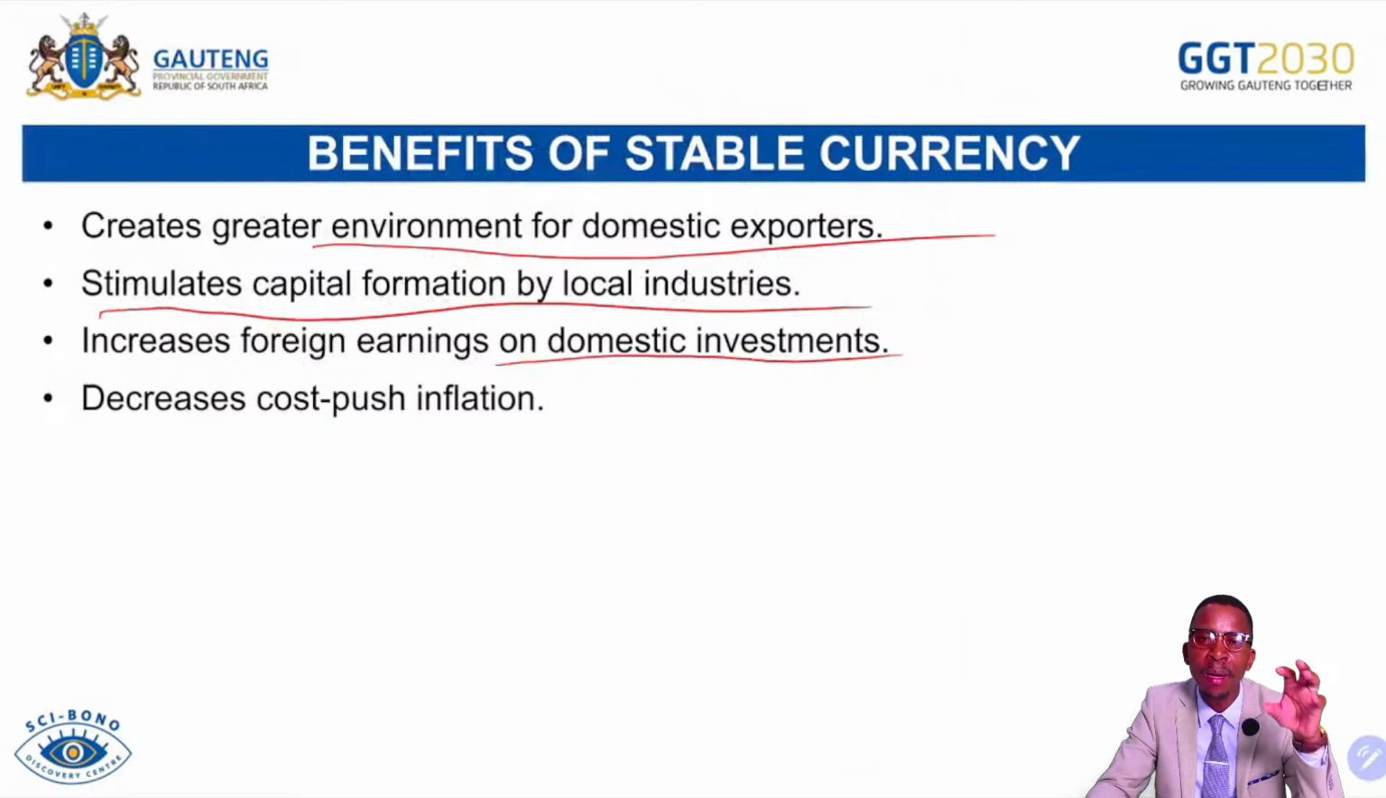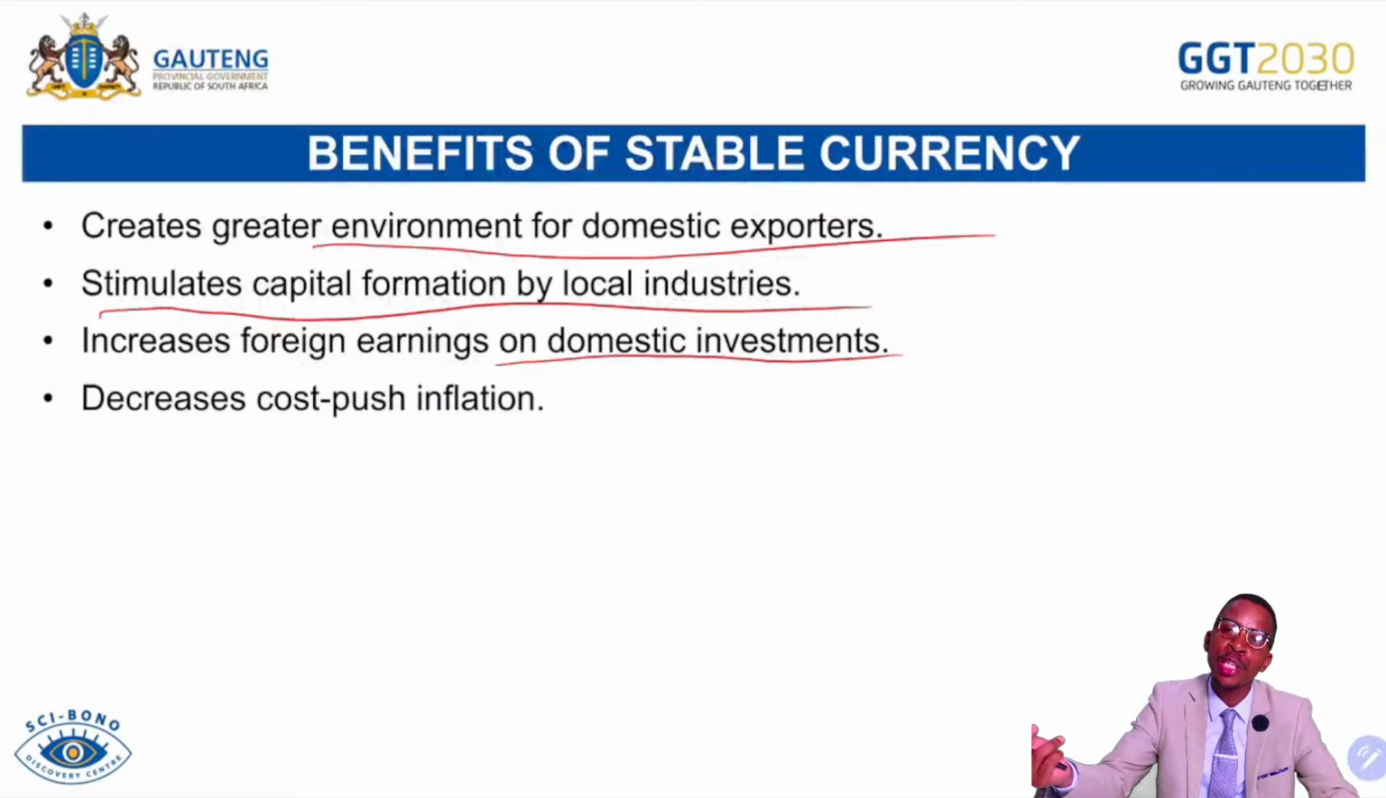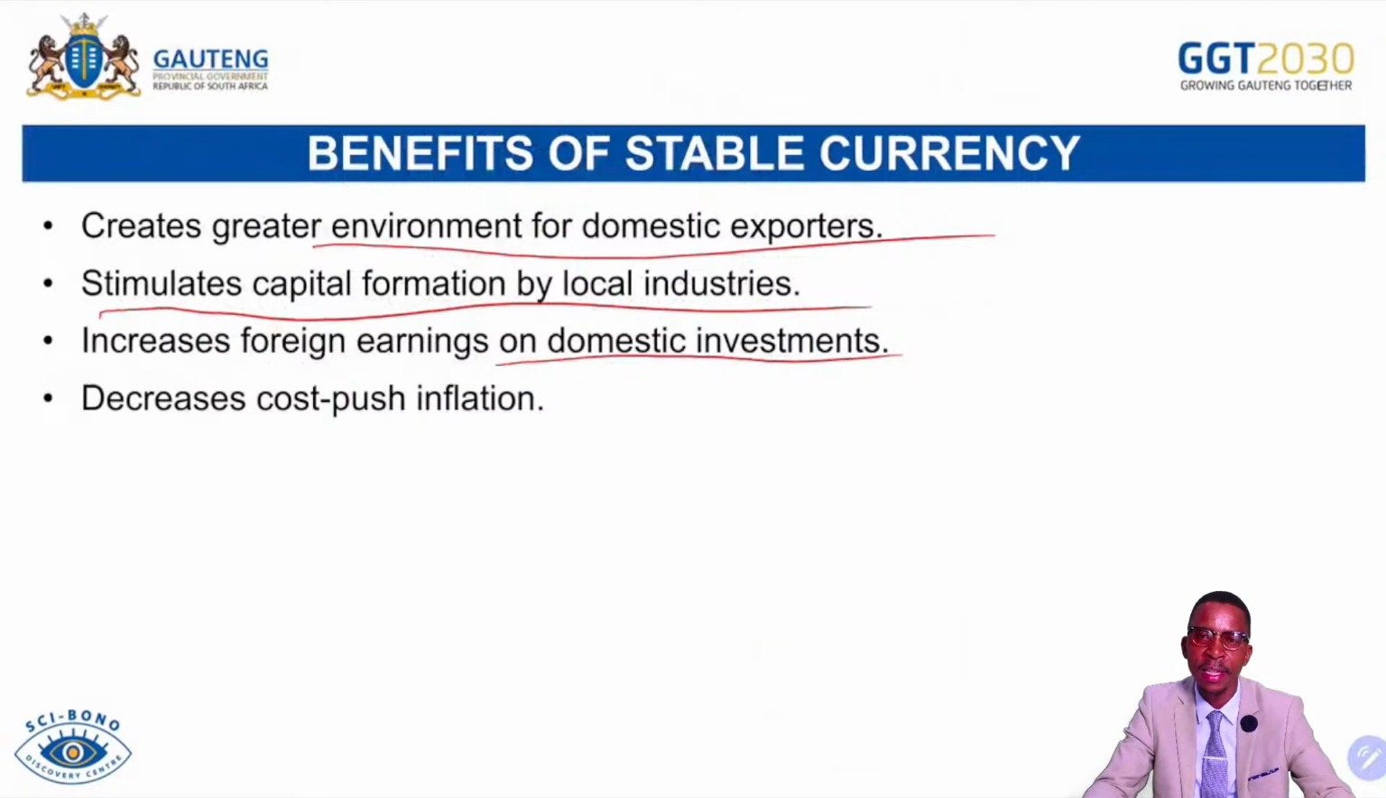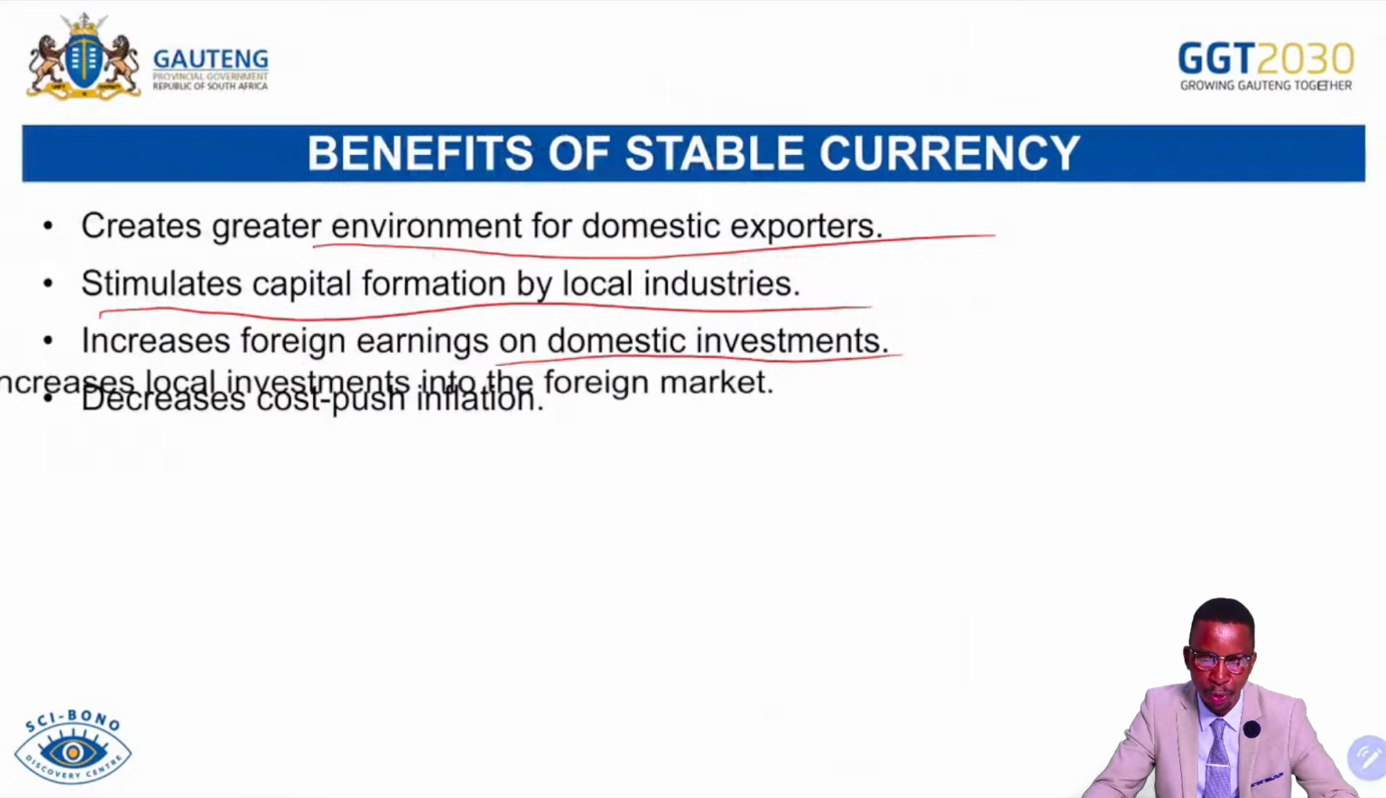So as firms are importing capital goods, those machines won't be too expensive, which will cause less cost push inflation. But should the currency be too weak, that will cause cost push inflation because as we import machines at a higher cost, we will be producing at a higher cost and selling at a higher cost. That will cause cost push inflation.